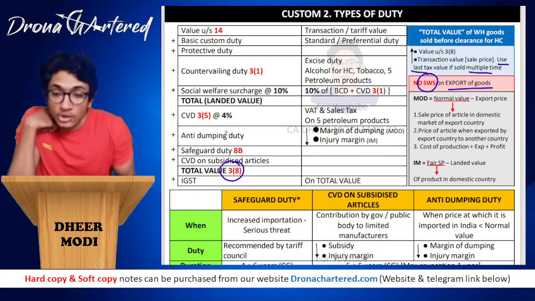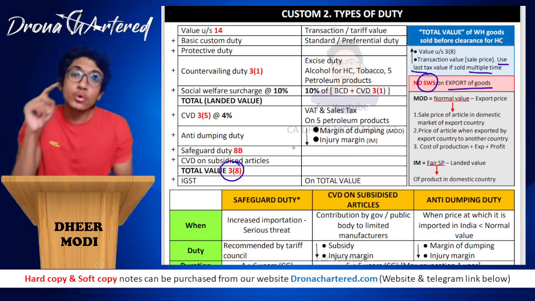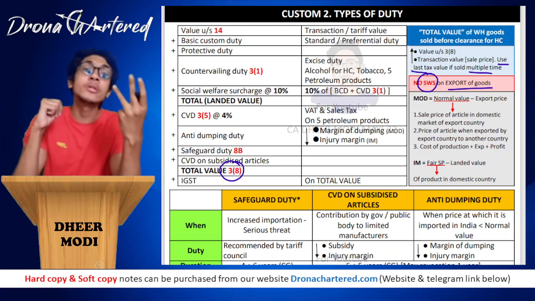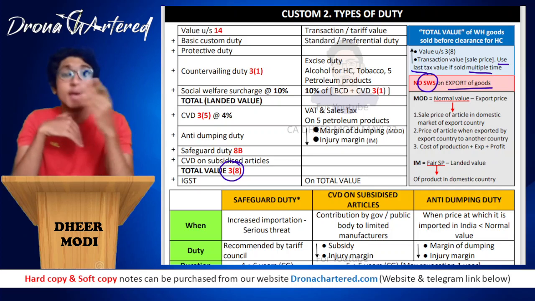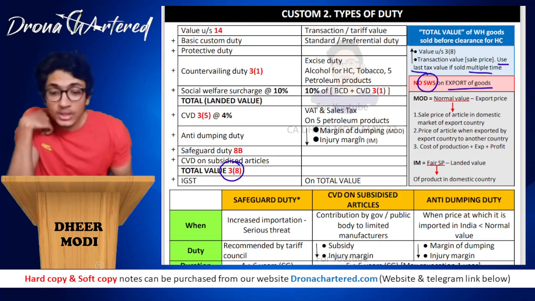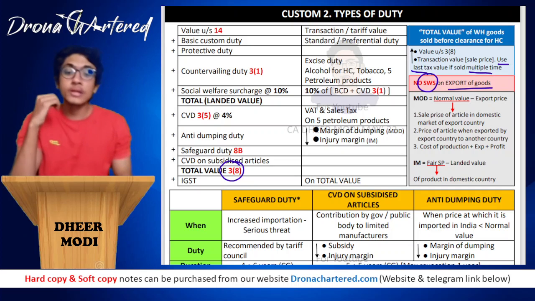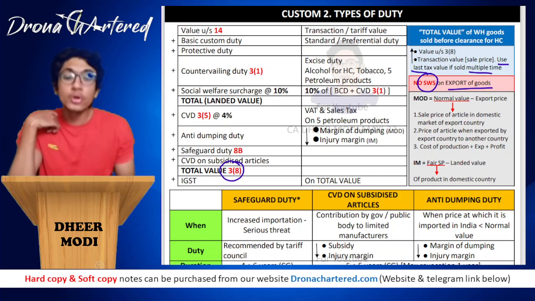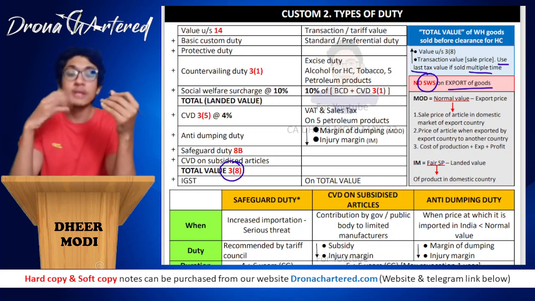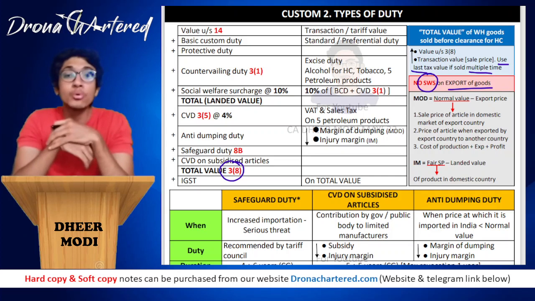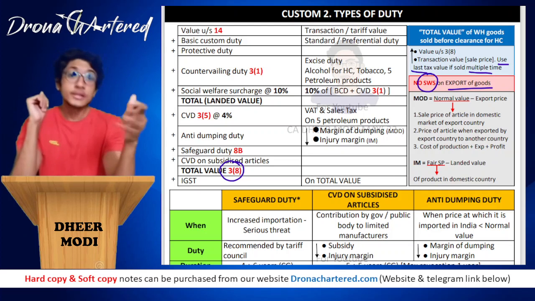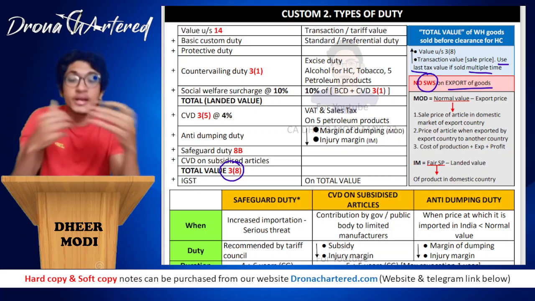Okay. Now, if you remember in anti-dumping duty, I told you it will be lower of MOD or IM. What is MOD? MOD is your margin of dumping, and IM is your injury margin. So now basically, what is your margin of dumping? Margin of dumping is your normal value minus your export price. Normal value, that means the price at which the goods are usually sold in the domestic market, minus the export price, that means the price at which they are actually being sold.